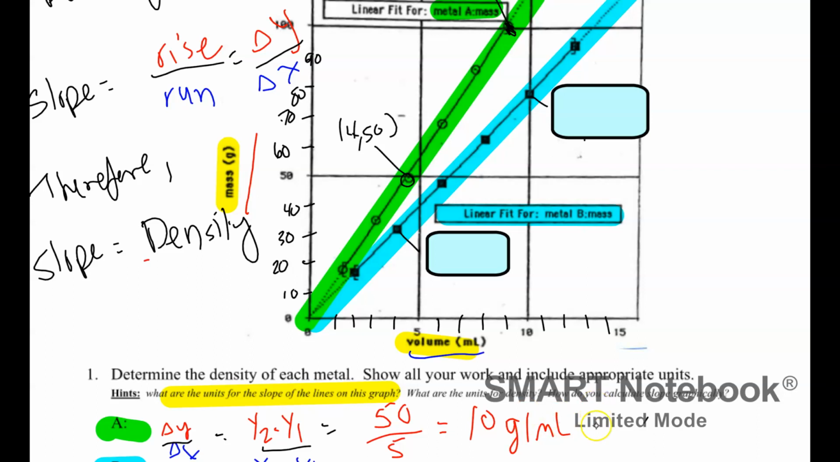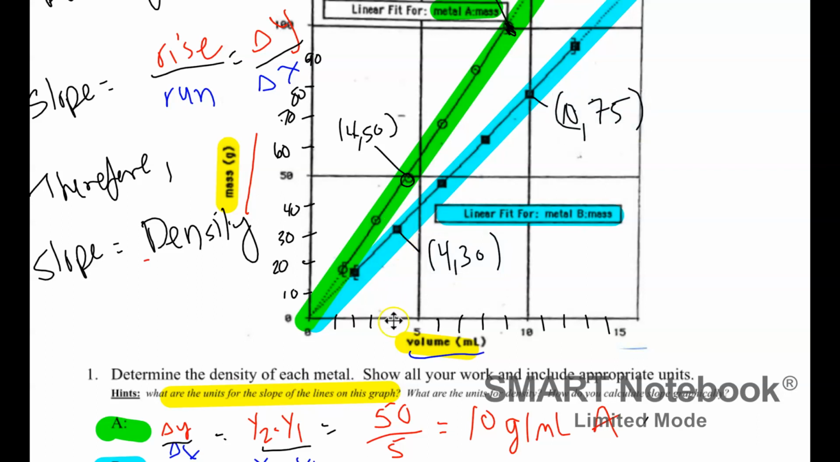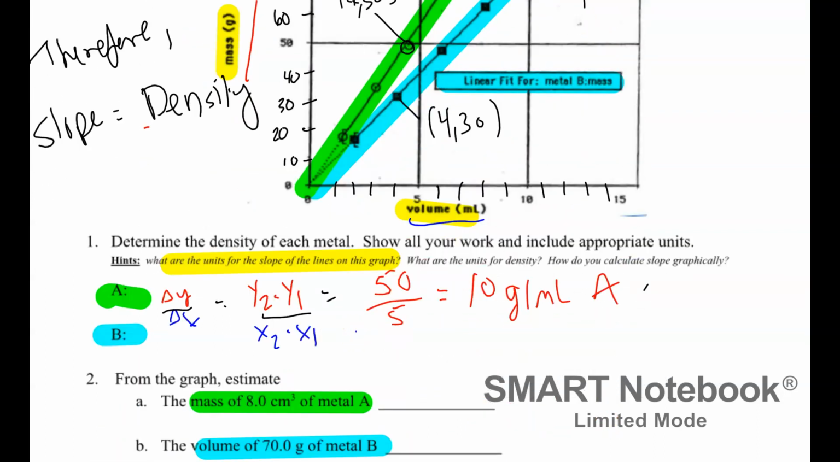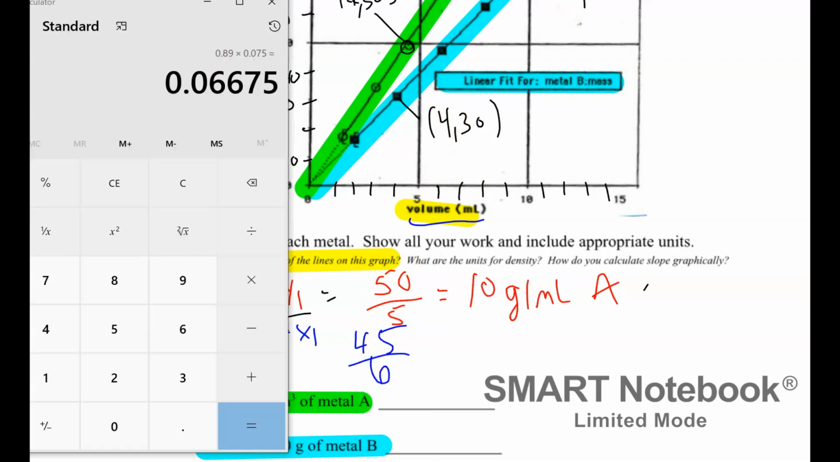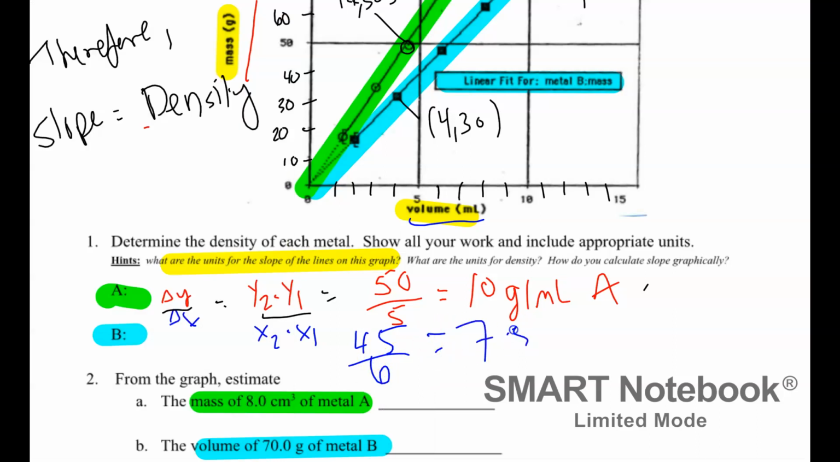Okay, now that's for metal A. What about for metal B? For metal B, we need to find two easy to read points. This point right here, I'm reading as (4, 30), and this point I'm reading as (10, 75). So the same thing for metal B, we take the change in Y, going from 30 to 75, so that's a change of about 45. Over my change in X, going from 4 to 10, so 45 divided by 6, that's about 7.5 grams per mil. That's for metal B.